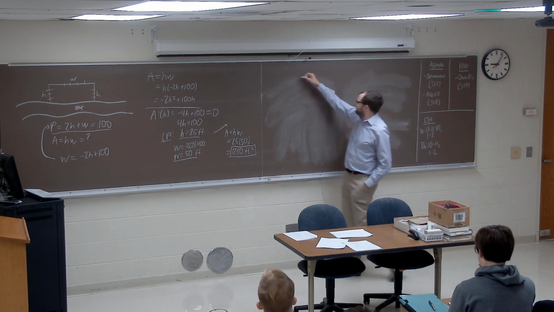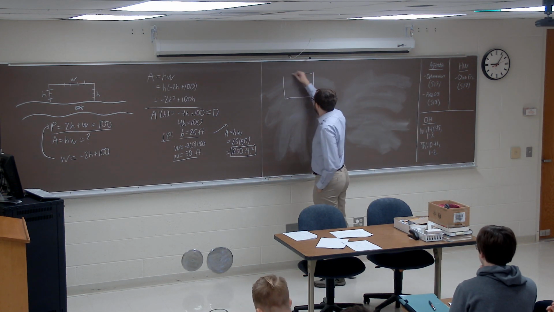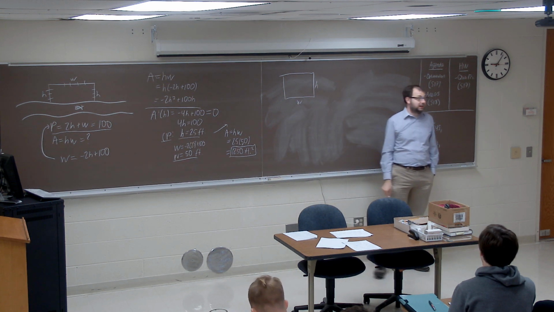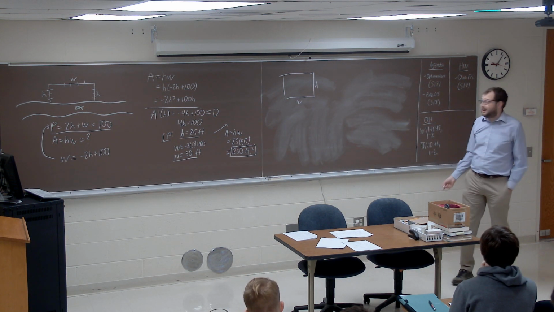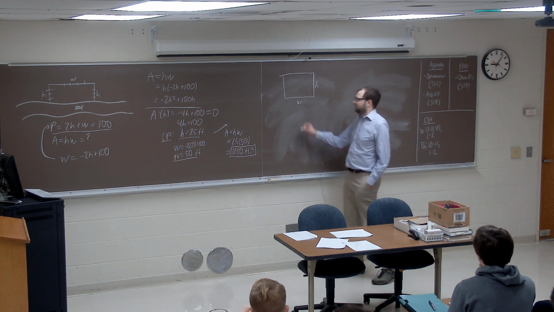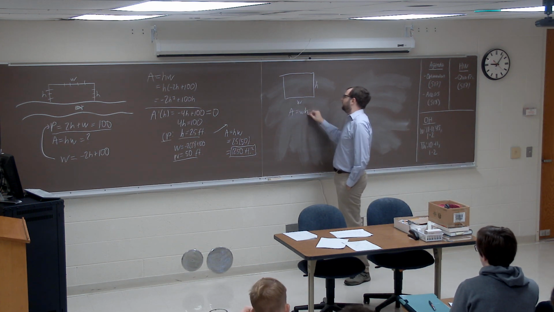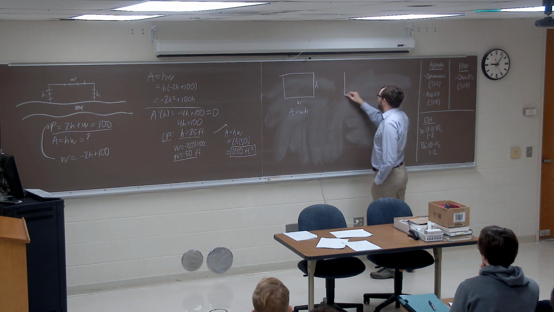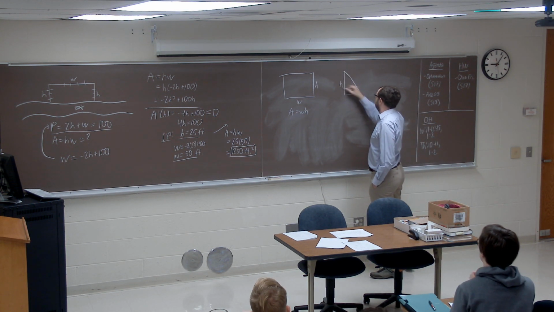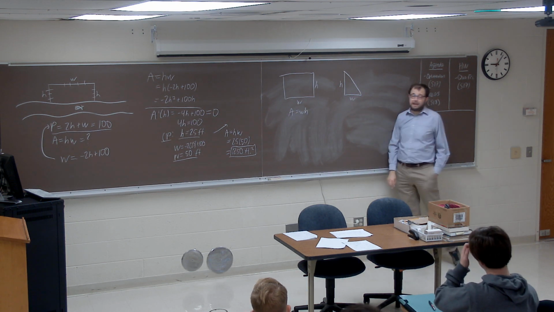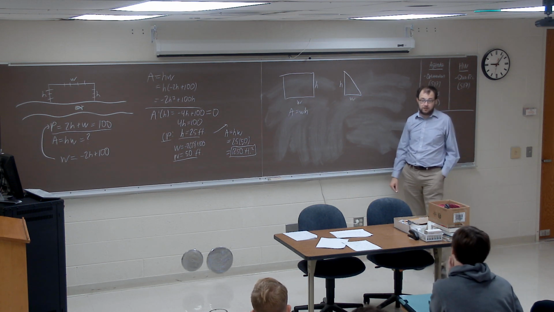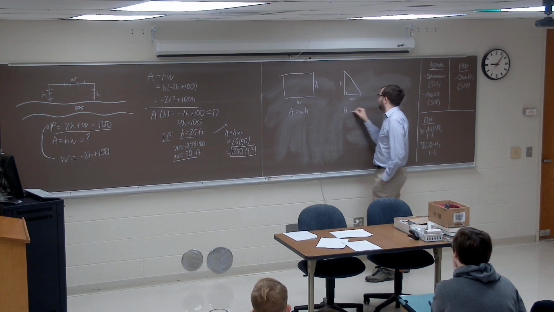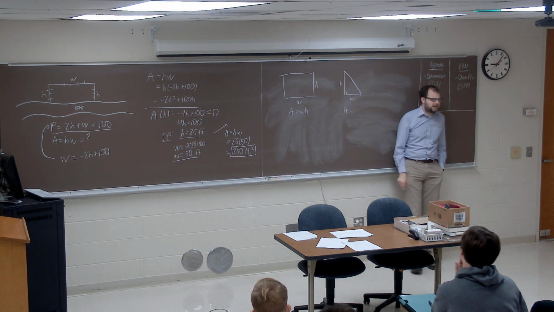So, for instance, we're talking plenty now about how do you find the area of a rectangle. You just take width times height. What if we have a triangle? Let's say we know the height and the width of that triangle. If it's a right triangle like this, how do we find the area of said triangle?